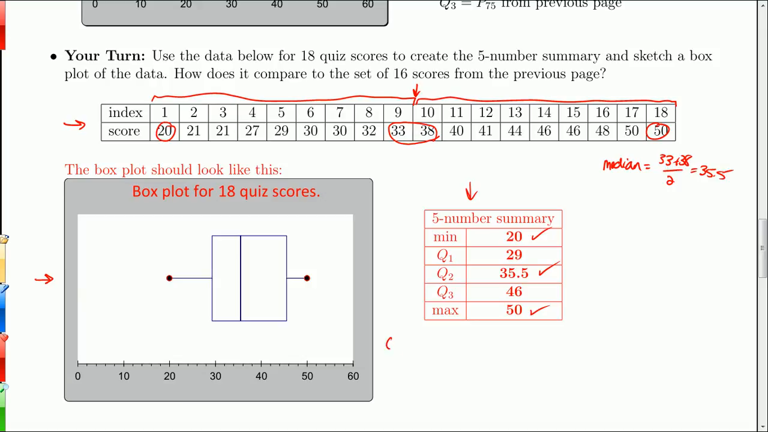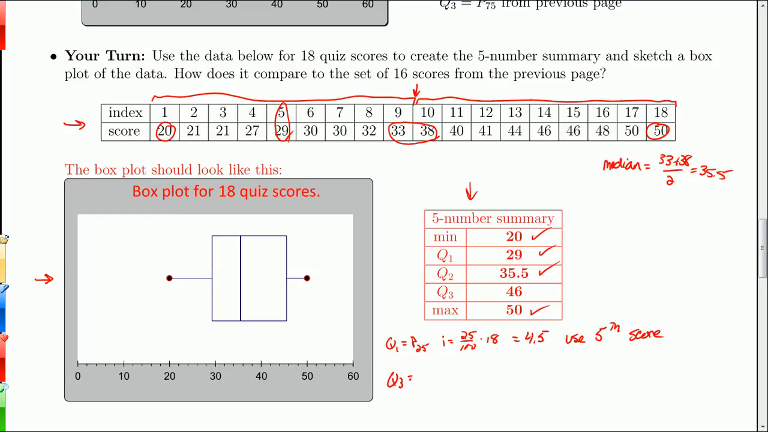So the trickier ones are Q1 and Q3. So for Q1, we're going to say, all right, that has to equal p sub 25. So to get the index, we take 25 over 100 times, what do we have, 18 scores. So that gives us, let's see, doing this real time, 4.5. Because that's not a whole number, we use the 5th score. And that 5th score is right here, 29.